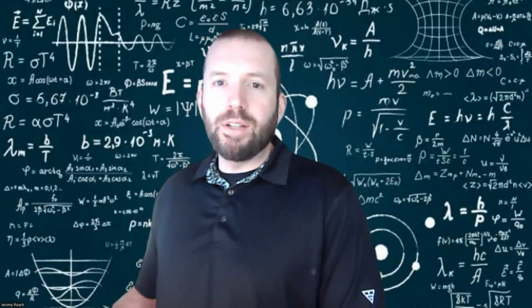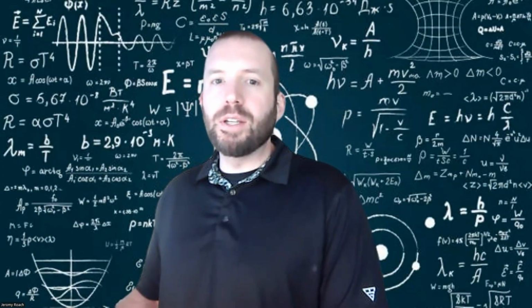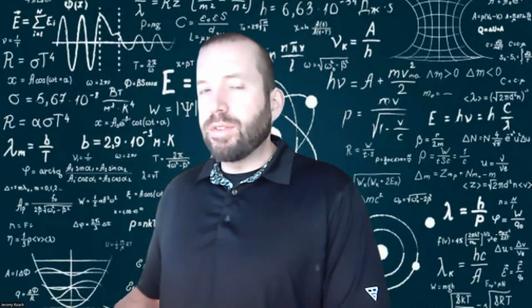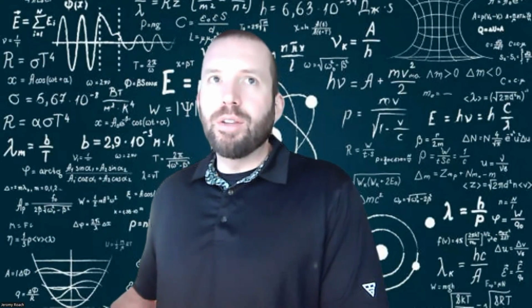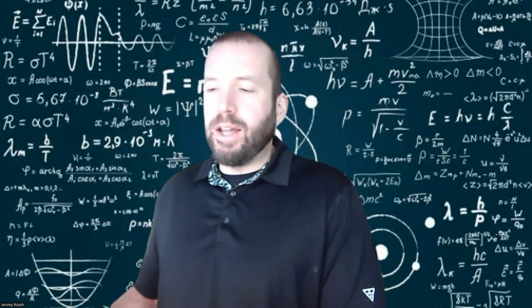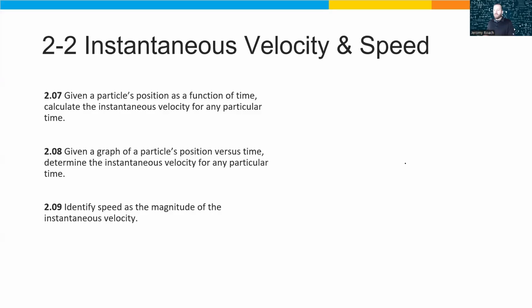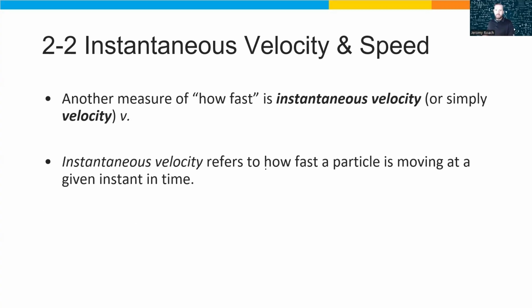Next, we're going to talk about instantaneous velocity and speed. Instantaneous velocity and speed has to do with the speed or velocity at a given moment. So it's the instant that the velocity is at a particular time. Instantaneous velocity, we usually refer to it just as velocity.